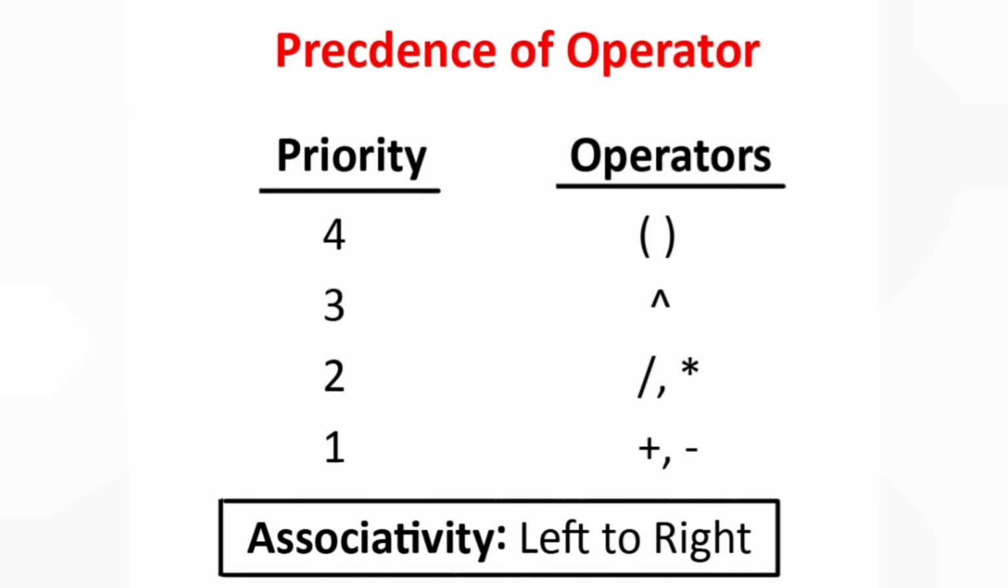The second priority is the exponent. Now the next priority, the third priority, has two operators, the division operator and the multiplication operator. Both have the same priority, division and multiplication.